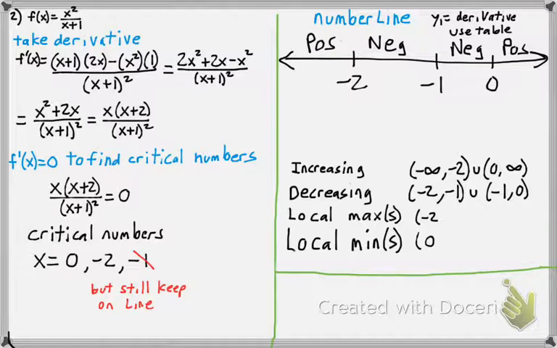And then to get the y values of these, you need to plug these into the original function, not into the derivative. So if you plug in negative 2 into the original function, you should get negative 4. And if you plug 0 into the original function, then you should get 0. And that'll be our answer.